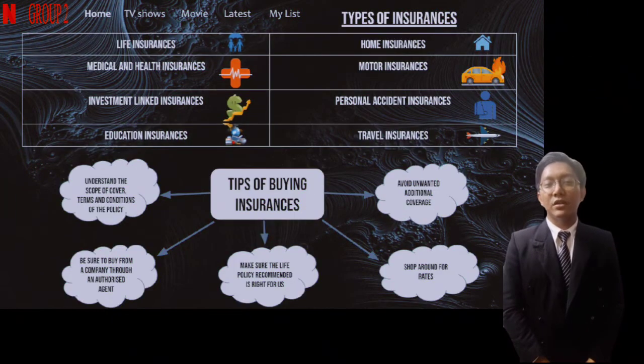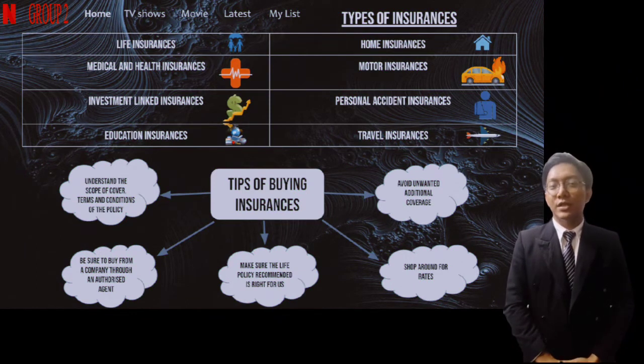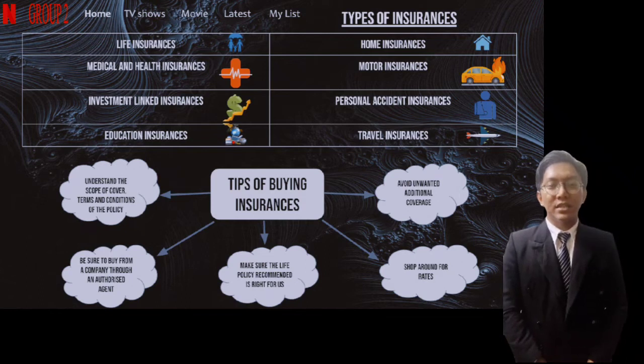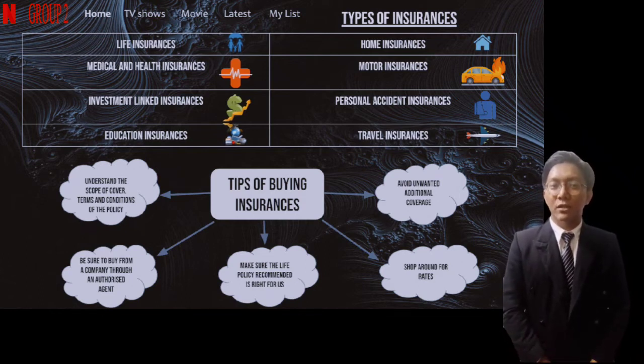Next, I will continue to talk about tips of buying insurance. There are many tips to be considered before buying an insurance. Firstly, make sure to buy from a company through an authorized agent. Make sure the agent is registered under a legal company. Next, shop around for the rates to get the lowest price with the same offer benefits.